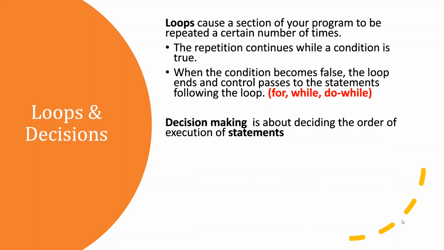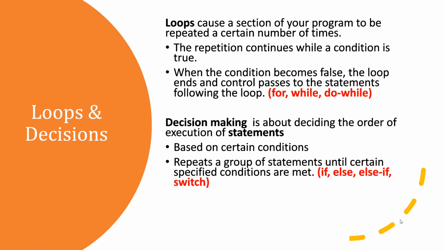Decision making is about deciding the order of the execution of statements. These are based on certain conditions or repeat a group of statements until certain specified conditions are met. Some examples of decision making in C++ are the if, the else if, and switch statements. Now let's take a look at some examples of how we can use loops and decision making to control the flow of our program.